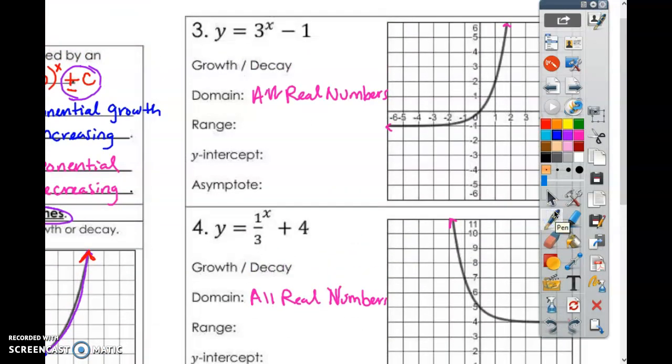Problem 3, what is my asymptote here? -1. It's my c, right? Asymptote is your c. So it's -1 because it goes right here. Look, there's an imaginary line right there where it stops. So it's y equals -1.